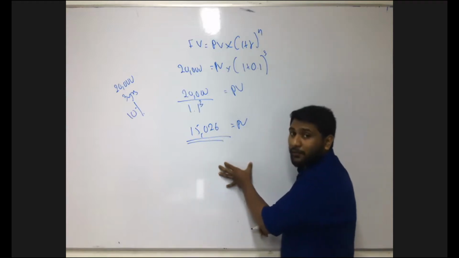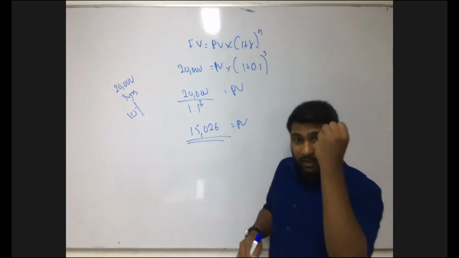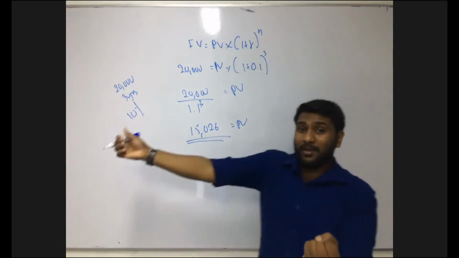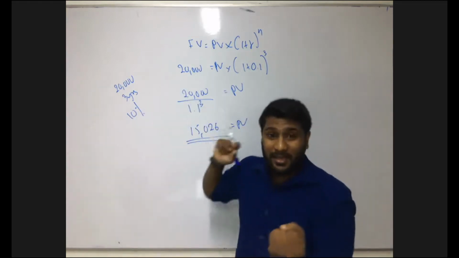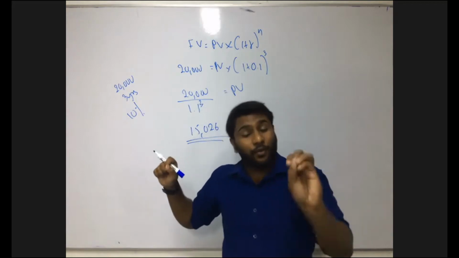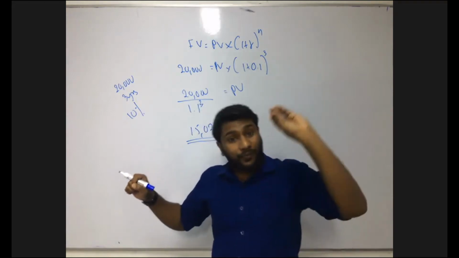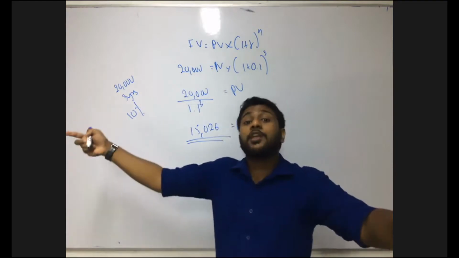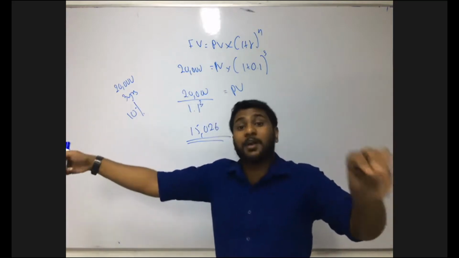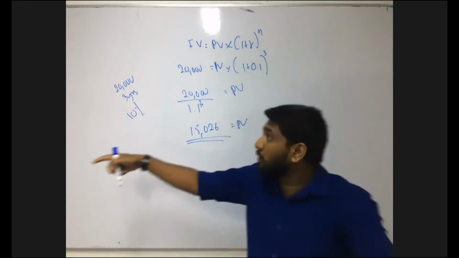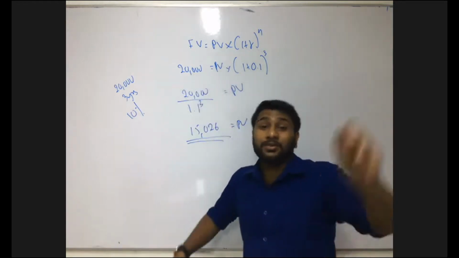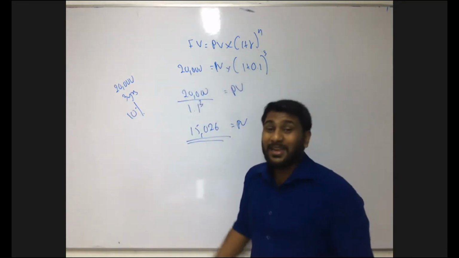Everyone, listen carefully. Having 15,000 today is equal to having 20,000 in another 3 years time. If you purchase a product by giving 15,000 today, in future you will not be able to purchase the same product by giving 15,000. You should give 20,000 in another 3 years time. That is the meaning of that.